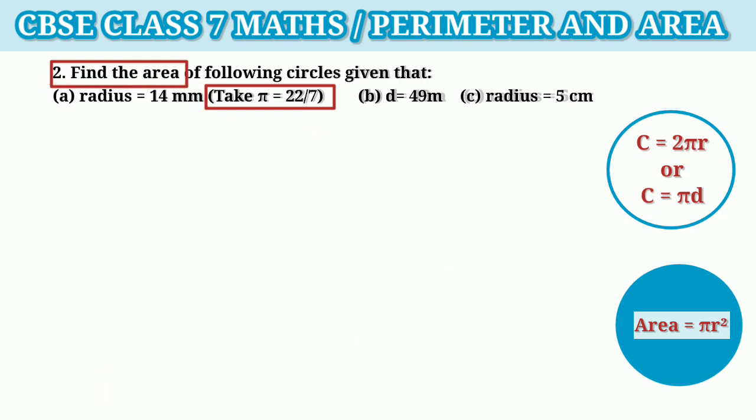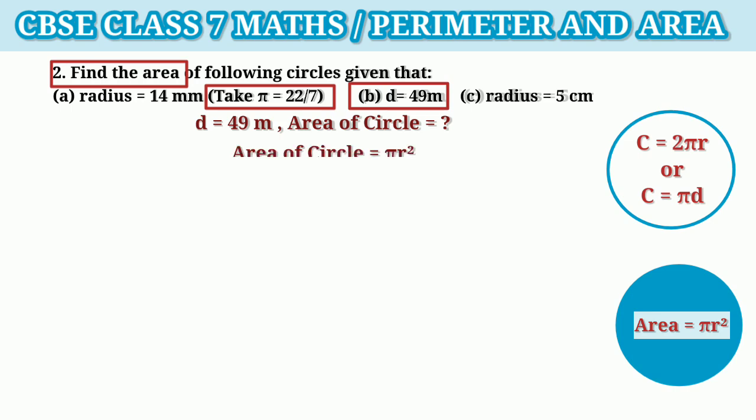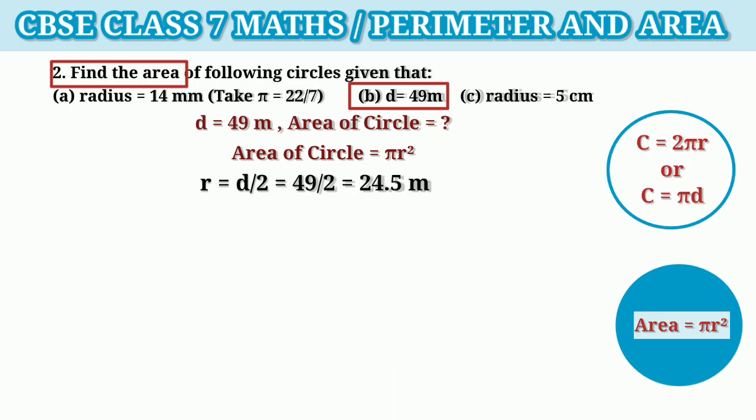Next question, that is sub question B. We are given the diameter of the circle equals 49 meter and we have to find the area of the circle. And the formula to find the area of a circle is pi r square. So we need the radius, not the diameter. So first we will find the radius, then we will substitute the radius in this formula and find the area of the circle. Radius equals diameter divided by 2, that is 49 divided by 2, which is 24.5 meter. So now we have radius 24.5 meter.